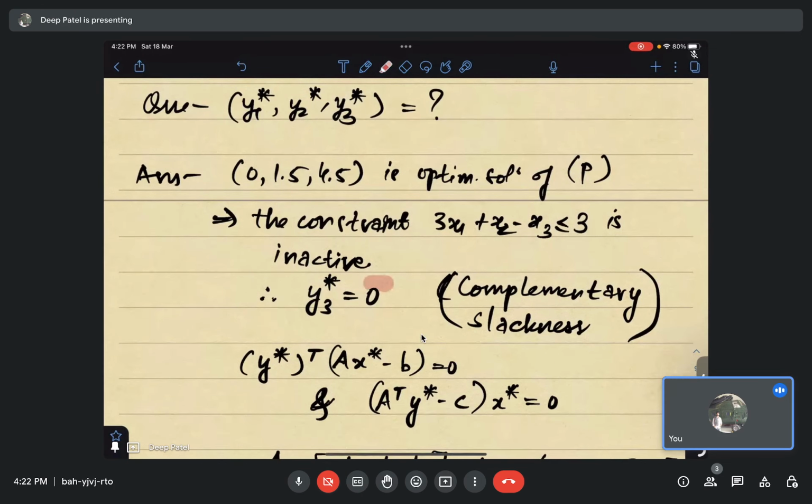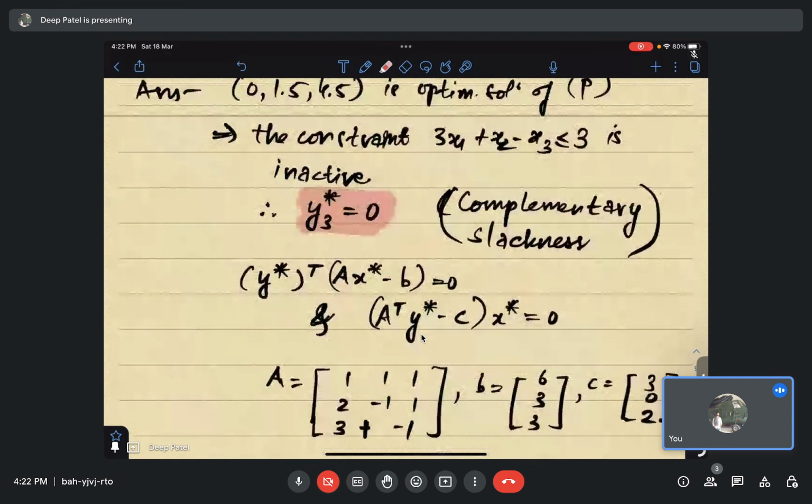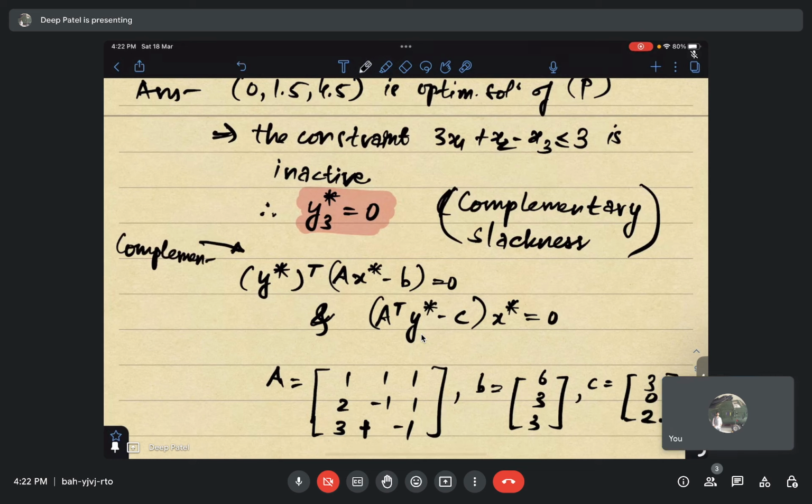So maybe I was wrong. I don't think we can infer anything beyond y3 star equals 0. I was under the impression I could reduce further, but I guess not. I thought the first question would be a bit simpler. But anyway.